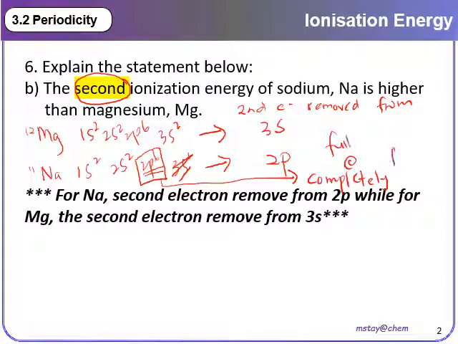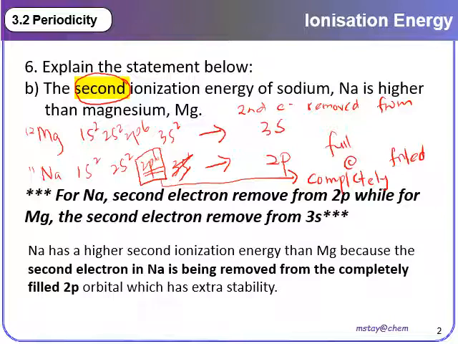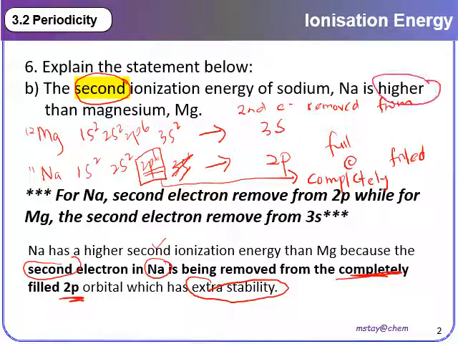When you do the explanation, again, we will mention sodium has a higher second IE because the second electron of sodium is removed from the completely filled 2p orbital. What happens if it is a completely filled 2p orbital? It has extra stability. So that's why the second IE for Na is higher than magnesium.